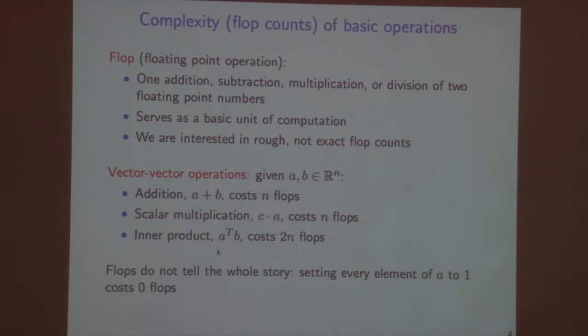An inner product between two vectors takes on the order of n flops, but it's closer to 2n, right? Because I'm having to multiply every component of A by every component of B, so n multiplications, and then add them all up, which is actually n minus 1 additions, but we'll just count it as n. So we're going to say it's 2n flops.